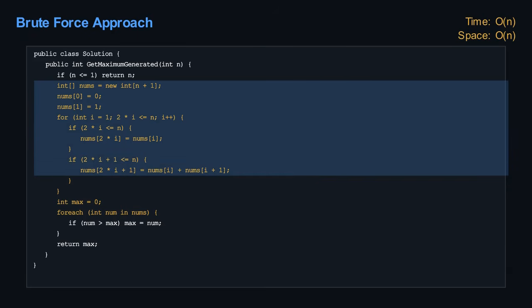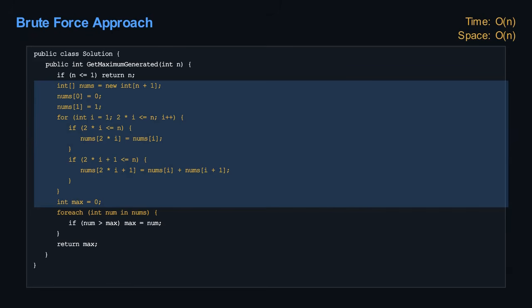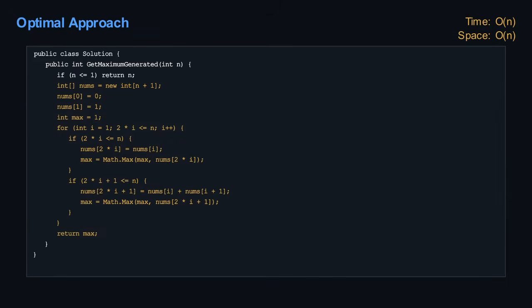While the time complexity remains linear, O(n), and space complexity is also O(n) for storing the array, we can integrate the maximum finding into the generation process to be slightly more optimized. The key insight here is dynamic programming, specifically memoization. Since each element's value depends on previously computed values, we can store these results in an array.